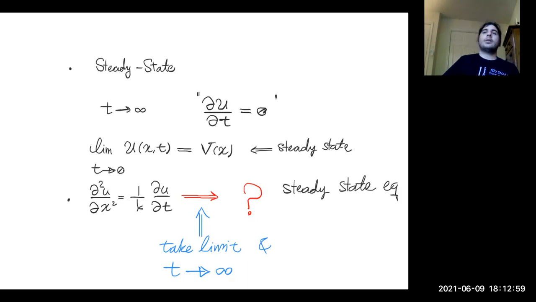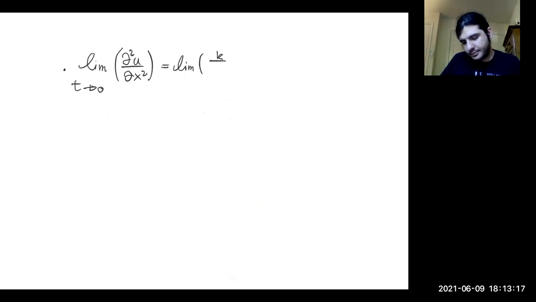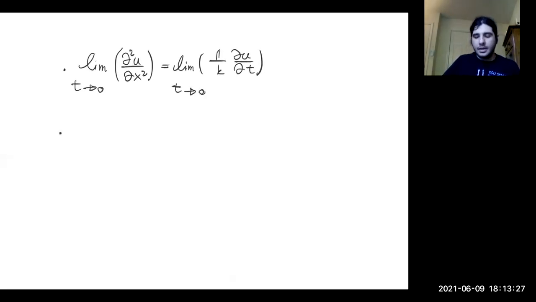Let's find out what that equation is. I'm going to write that equation. We have the limit of the second derivative of u with respect to x as t goes to infinity is equal to the limit of 1 over k times the derivative of u with respect to t as t goes to infinity, right?